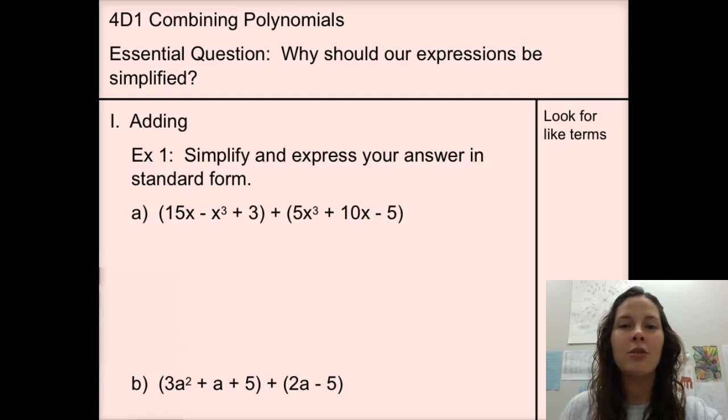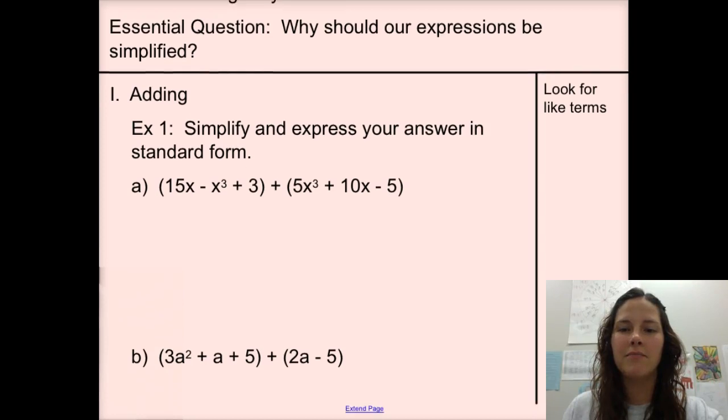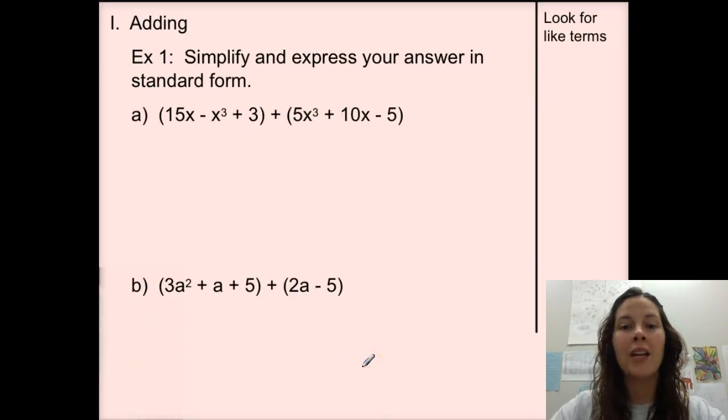And our essential question: this whole unit has been a simplifying unit. So today we're thinking about why do we even need our expressions simplified? Starting off with adding polynomials, this is much easier than subtracting, just like with regular numbers. Adding is easier than subtracting with polynomials as well. So we're simply looking for our like terms.